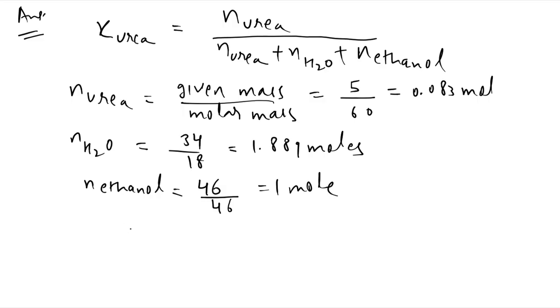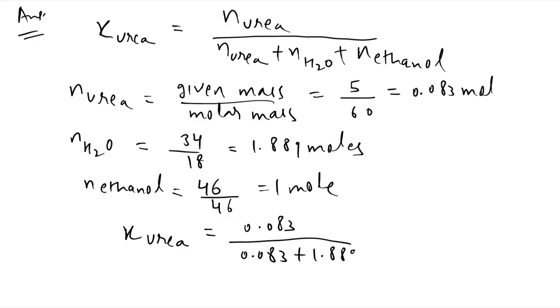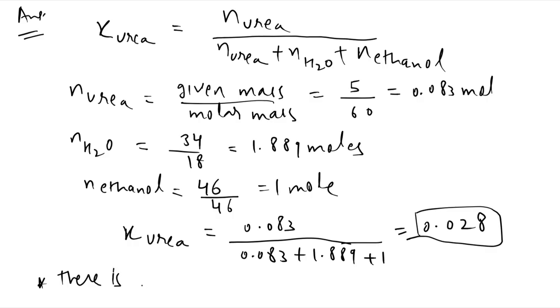So we can put this in the formula. The mole fraction for urea will be 0.083 divided by 0.083 plus 1.889 plus 1. So this will be 0.028 without any unit. Please do remember there is no unit for mole fraction.